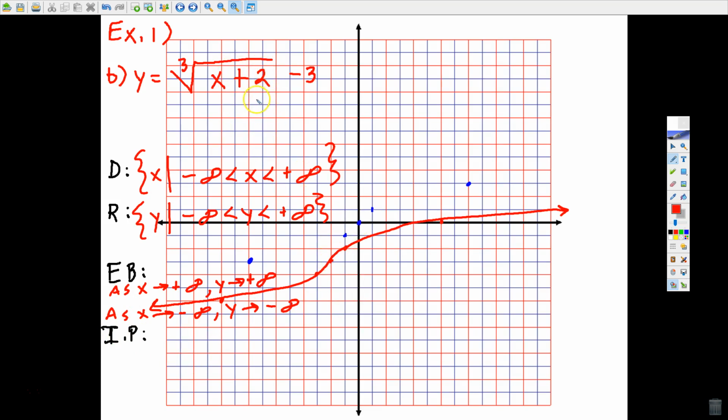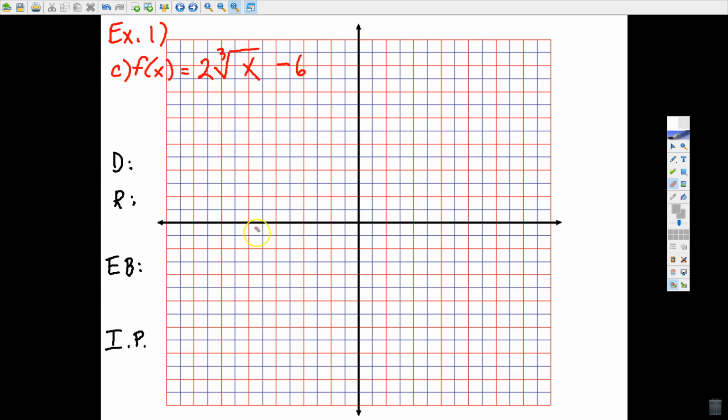the h and k number. Remember, h is negative 2 and k is negative 3, and that is your inflection point. And you can see that here, how it was moved from the origin down to this point, negative 2, negative 3. So that takes care of my example 1b.